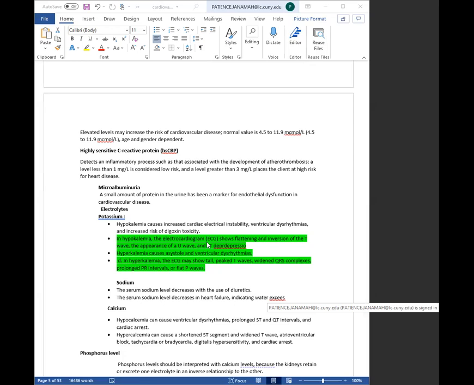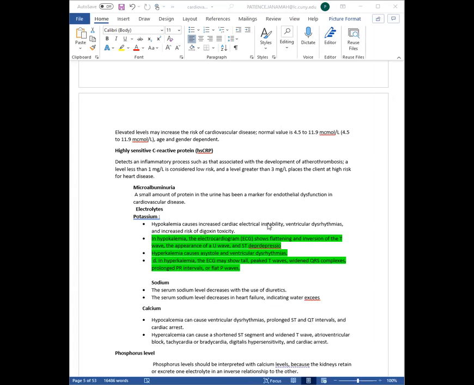Now I put a note here: in hypokalemia, the EKG shows flattening and inversion of the T wave, the appearance of a U wave, and ST depression. I had explained the EKG rhythm, and if there's flattening and inversion of the T wave, there will also be an appearance of a U wave. So anytime there's a U wave, you want to be careful because a U wave will indicate hypokalemia, low potassium. That means the patient's potassium is low.